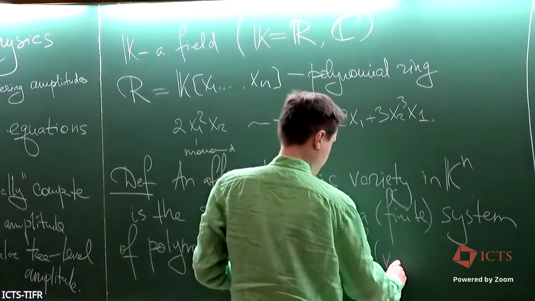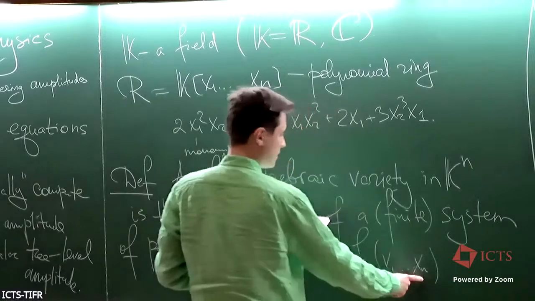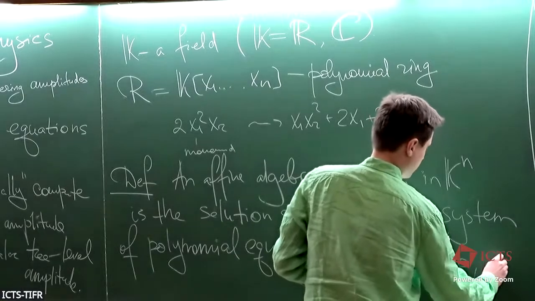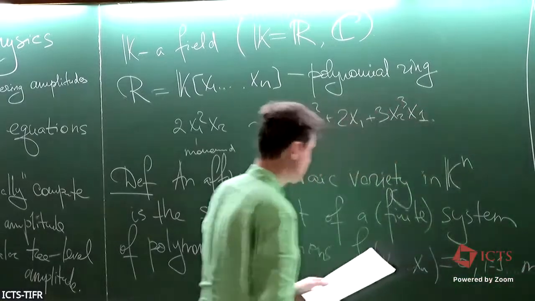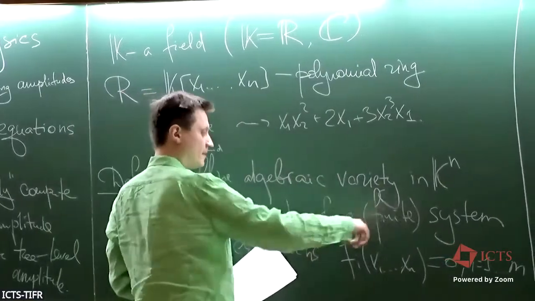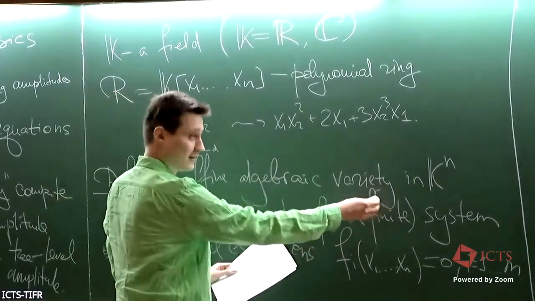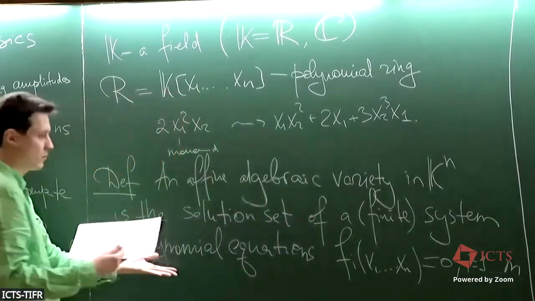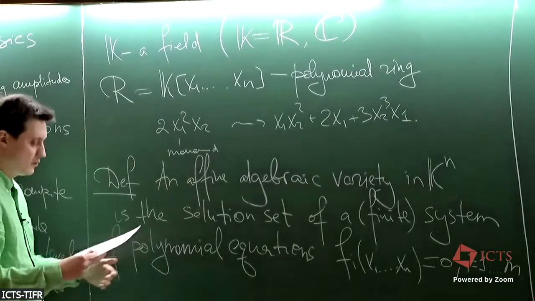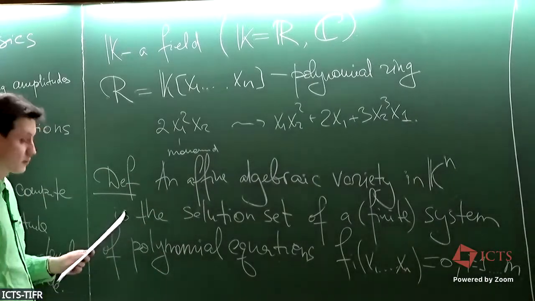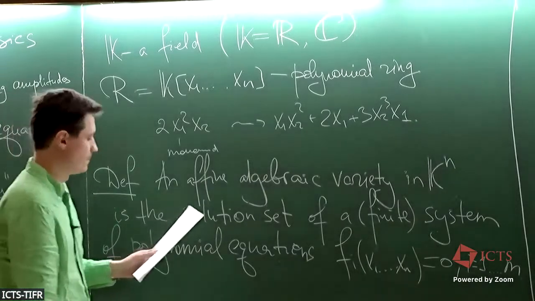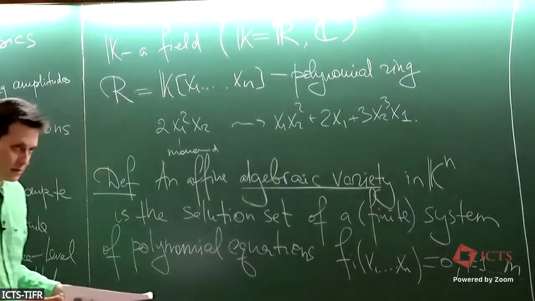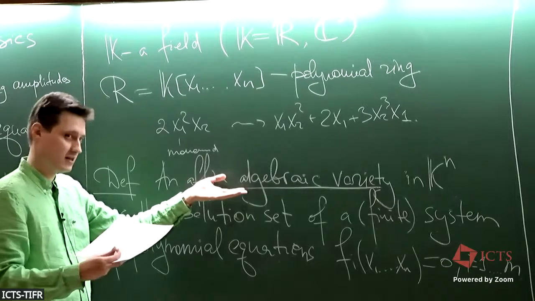So F_i of the variables x_1 through x_n, there are as many variables as the dimension of this ambient space, equals 0. And there are finitely many of those equations. I wrote finite here in parentheses because actually this is not a necessary condition, but it's a very important fact in algebra that if you have an infinite system of polynomial equations, you can actually pick a finite subset and get a finite system which is equivalent to your original infinite system. Okay, so algebraic varieties are fairly special geometric objects. As the name suggests, they can be studied using algebra.